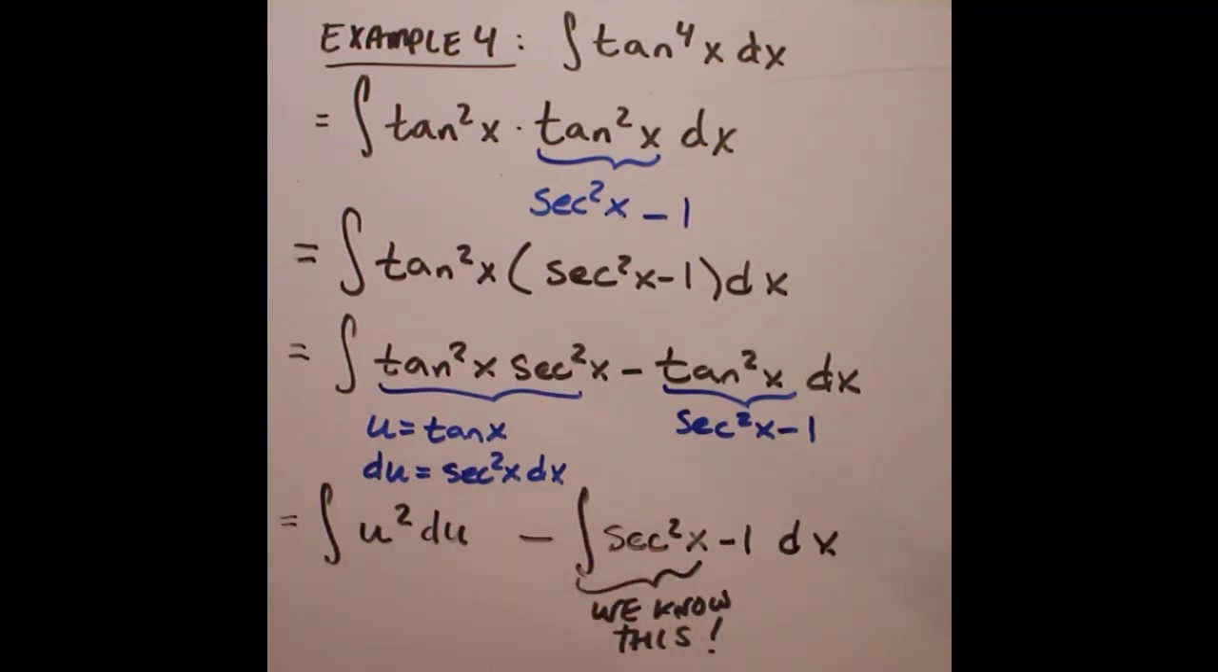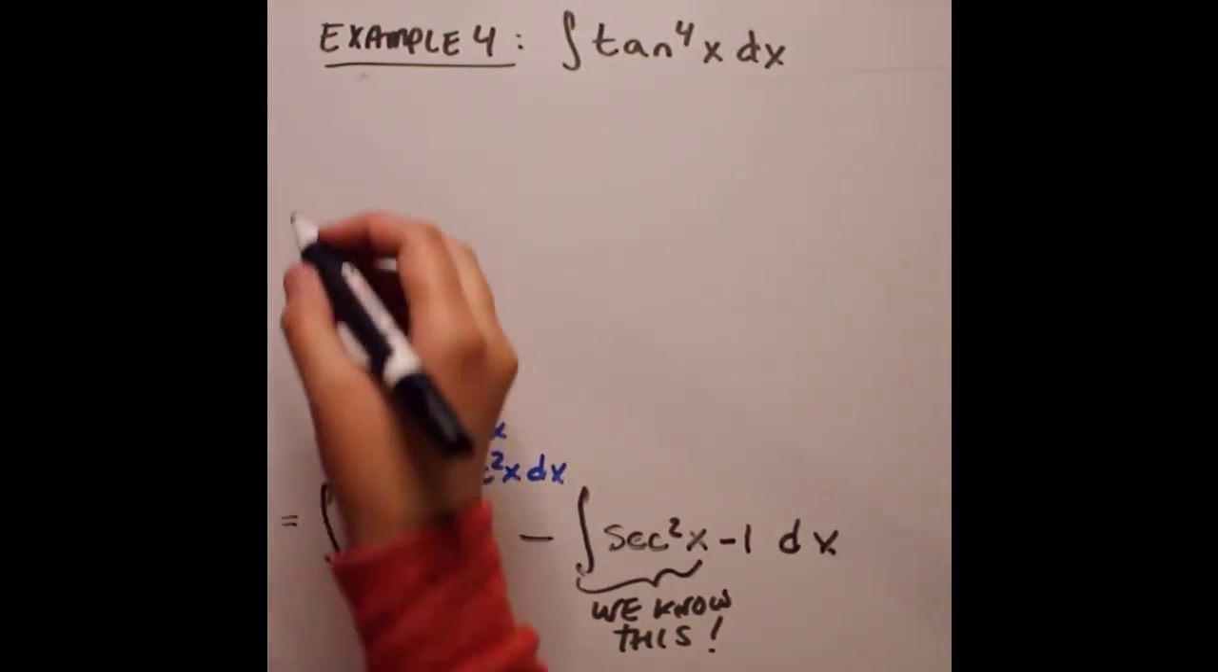Whose derivative is secant squared? Well, we know that, it's tangent. So we can keep going. We're going to integrate from here, and then we'll be done with this example. So I'm going to leave this here, but then I'm going to erase this part. Okay, so now we're ready to integrate.